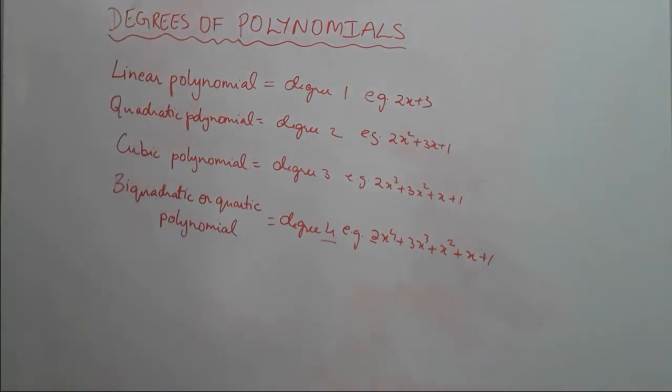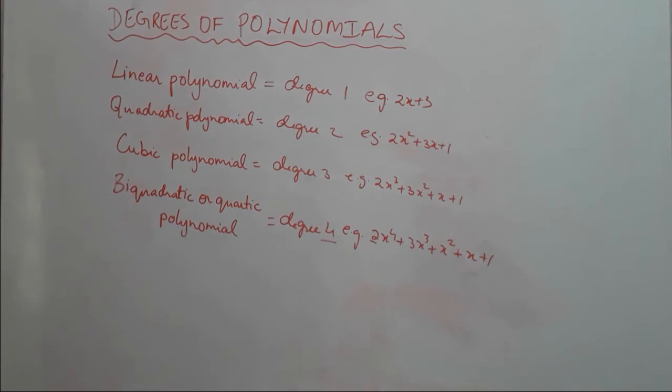Now, so these are the four different types of polynomial. That is, a linear polynomial having highest degree as 1, then a quadratic polynomial having the highest degree as 2, then the cubic polynomial having highest degree as 3, and the biquadratic or quartic polynomial having the highest degree as 4.